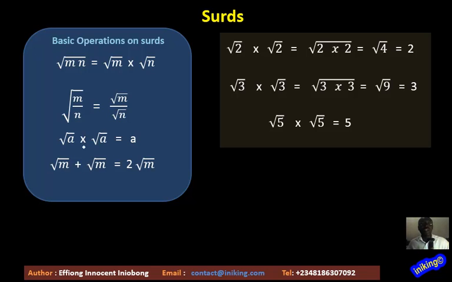Now let's look at the next rule. This is fundamental algebra. Root m plus root m is 2 root m. Yeah. This is like saying x plus x. Algebra simply says this is what? This is 2x. So we apply that.